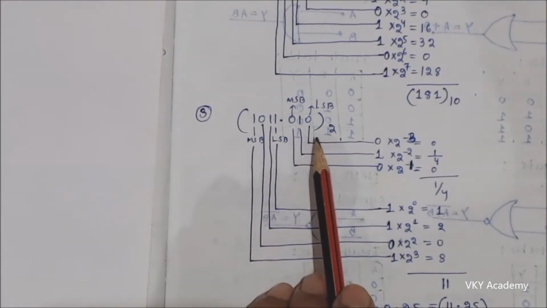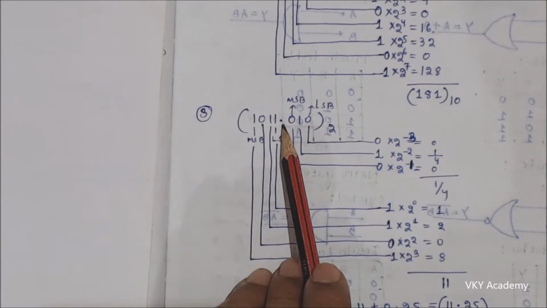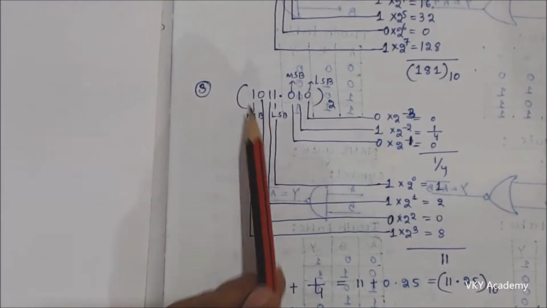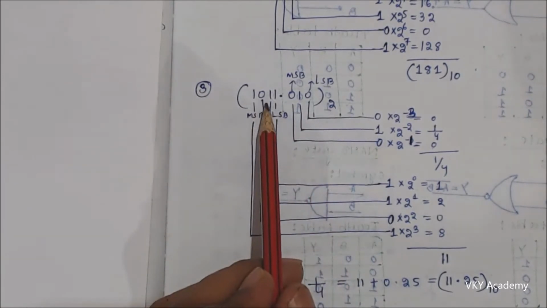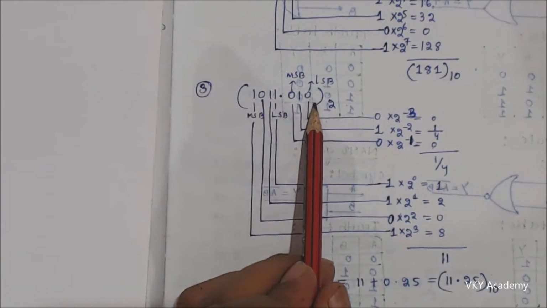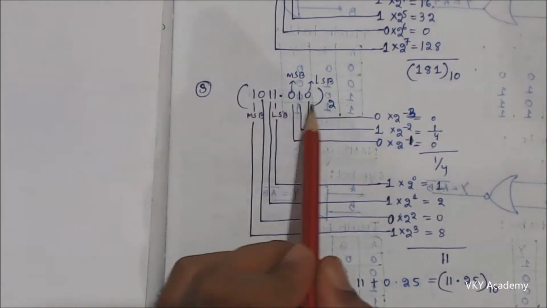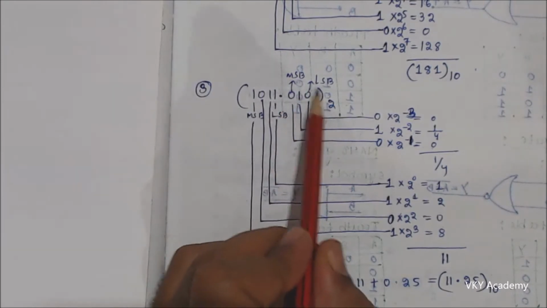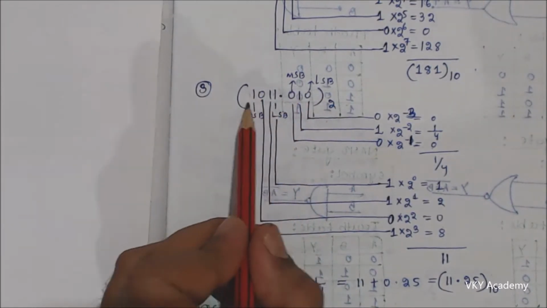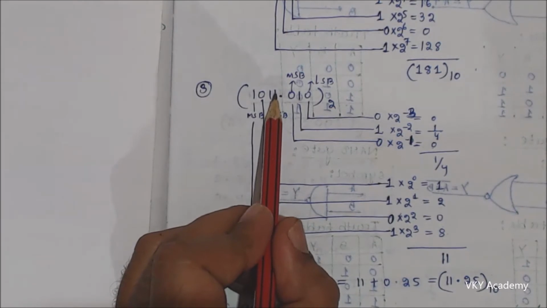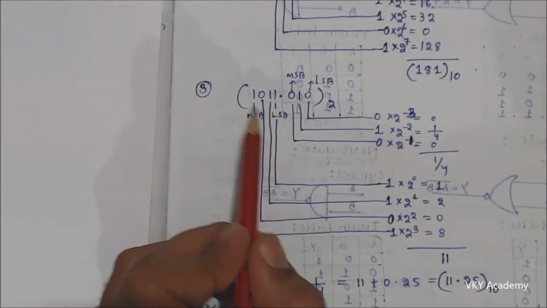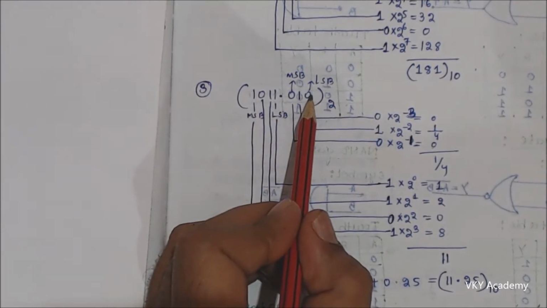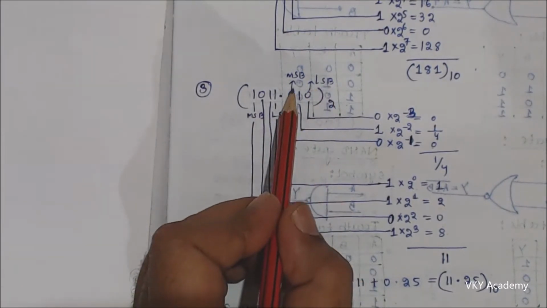Now let us convert a binary number which is having a binary point into the equivalent decimal number. So as you can see in this question, the binary number is given as 1011.010. So in this binary number, we have two parts. One is whole number part and second one is fractional part. So for this whole number, this first value is my LSB and this value is my MSB. In the same way for the fractional part, this is my LSB and this is my MSB.